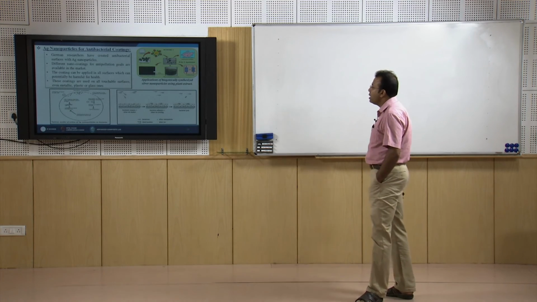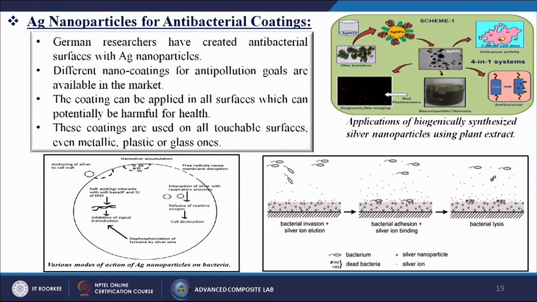Next, some materials we are using for antibacterial coatings, like silver nanoparticles. Here some researchers from Germany have developed this kind of material. Different nano coatings for anti-pollution goals are available in the market. The coatings can be applied on all surfaces which can potentially be harmful for health. These coatings are used for all touchable surfaces, even metallic, plastic and glass ones.